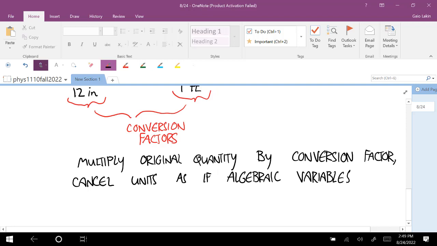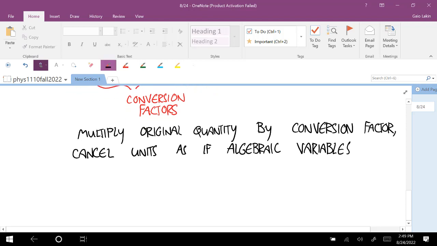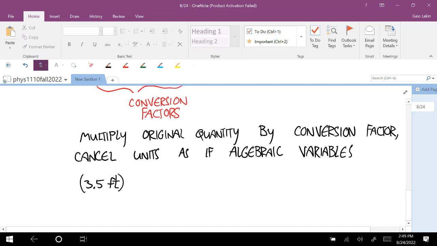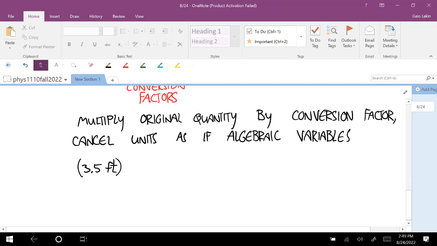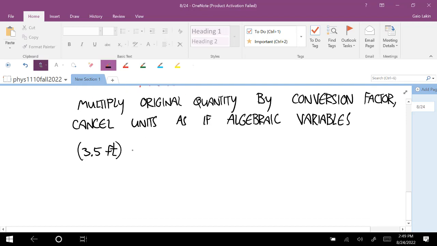Okay, so let me do this for the example that we were talking about. We started with 3.5 feet. That's our original quantity. And we're going to multiply that by one of these conversion factors. I'm going to multiply it by 12 inches over 1 foot, and I'll explain how I know which one to choose in a second. Okay, so we're just multiplying these two things.